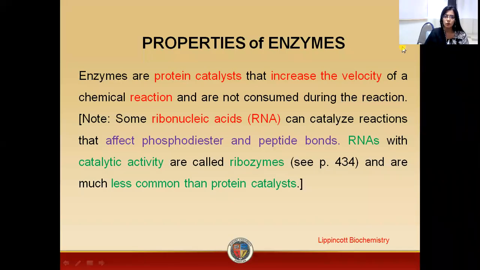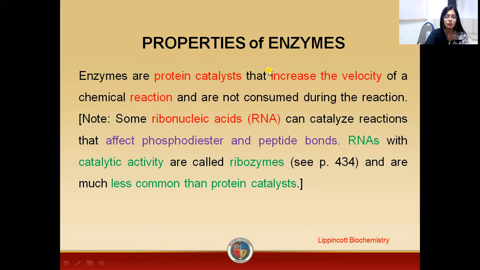Now, students, we are going to discuss the properties of the enzyme. So, what are enzymes? Enzymes are protein catalysts that increase the velocity of the reaction. However, there are certain RNAs which also have the ability to catalyze reactions, and such RNAs are known as ribozymes, which affect the phosphodiester and peptide bonds. But these RNAs are less common than the traditional protein catalysts.